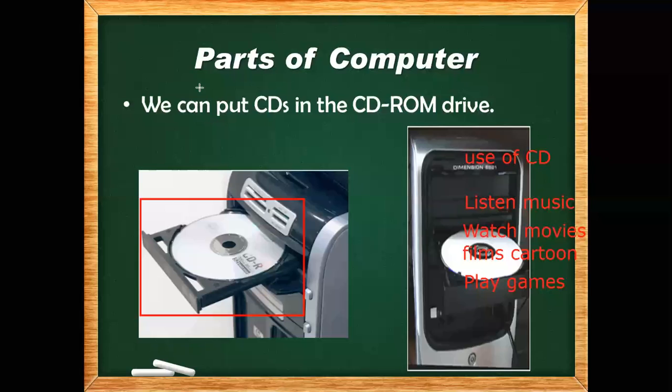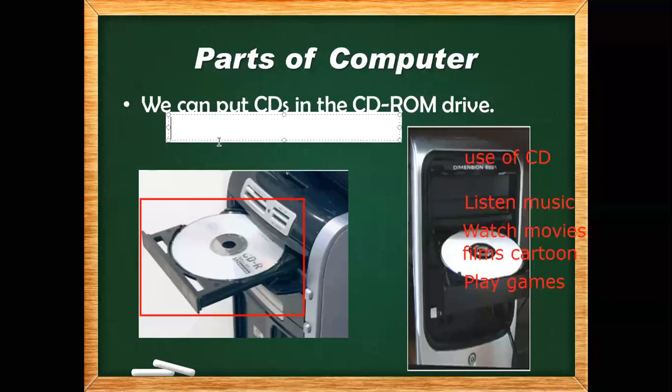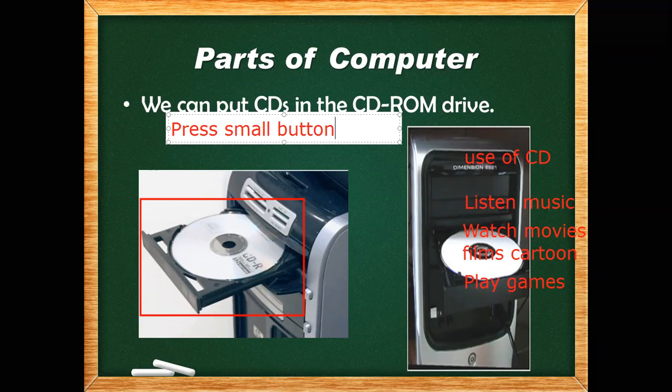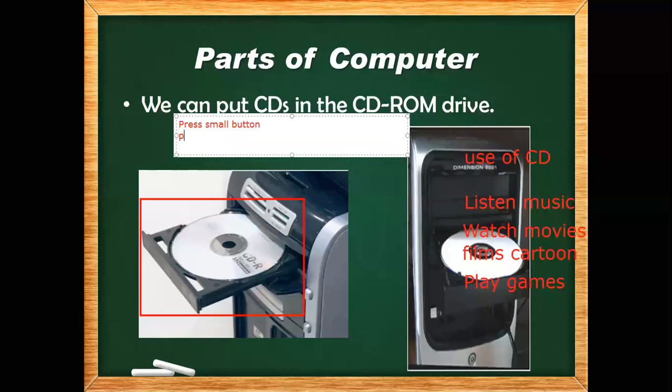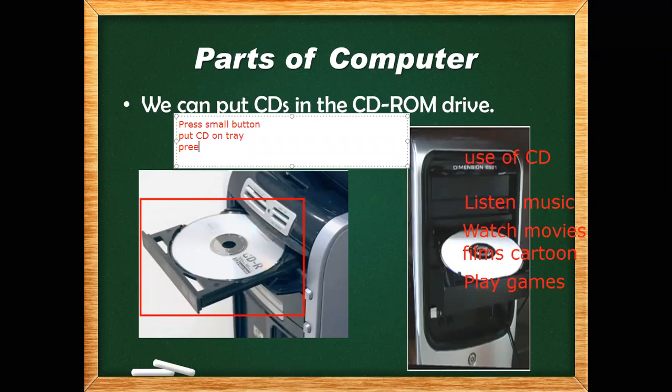So what do we have to do? We just have to press a small button. How can we put the CD? We just have to press the small button. When we press the small button, the tray will come out, and then we just have to put the CD on the tray. Put the CD on the tray, press the small button again, and that's it.